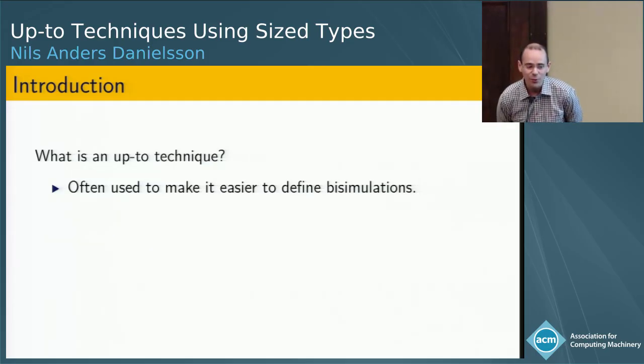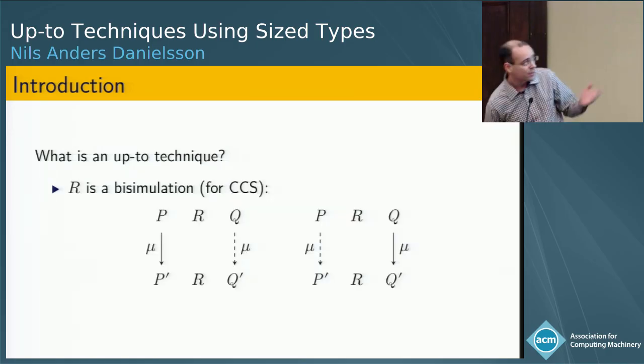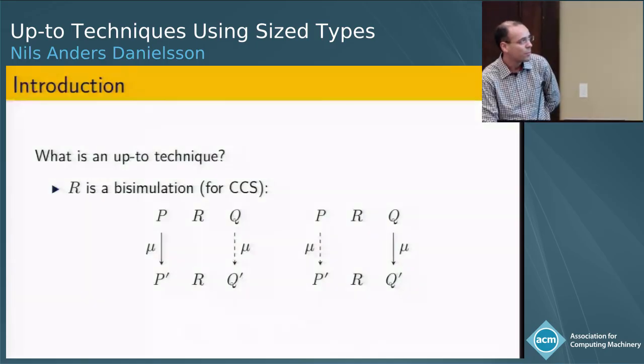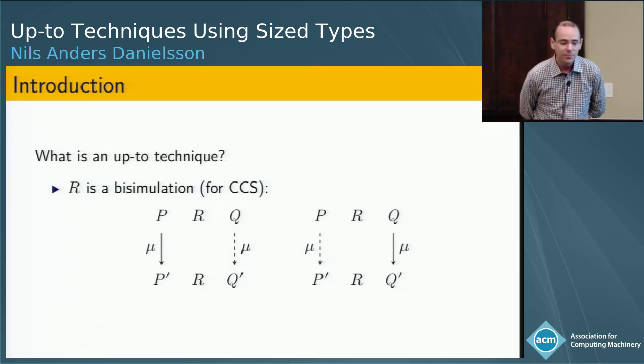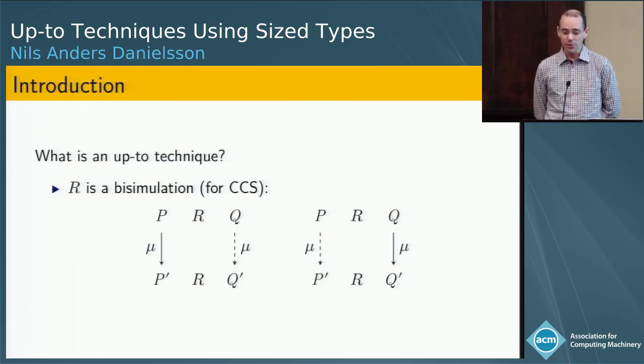Up-to techniques are often used to define bisimulations. If we take the bog standard example of CCS, then we have something like this. R here is a bisimulation if whenever P and Q are related by R and P can make a mu transition to P prime, then Q can make a mu transition to some process Q prime such that P prime and Q prime are related. And the same on the other side. So if P and Q are related by some bisimulation, then we say that they're bisimilar. And this gives us a notion of equivalence for processes.